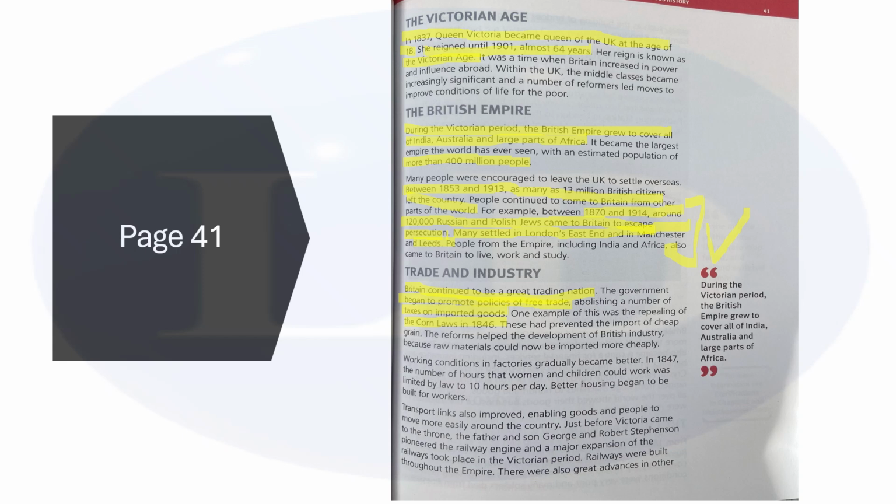Next paragraph. Working conditions in the factories gradually became better. In 1847, the number of hours that women and children could work was limited by law to 10 hours per day. So you can imagine that before that there was no limit. People would work 12 hours, 15 hours, 16 hours. But in 1847, the law tried to protect children and women at workplace. So the maximum number of hours they could do was 10 hours.